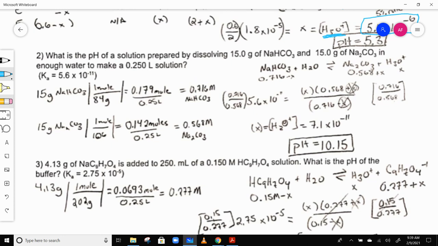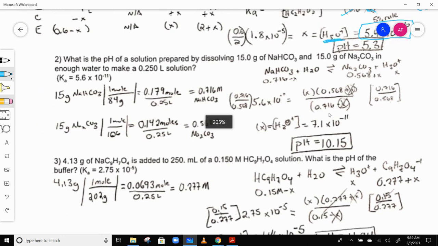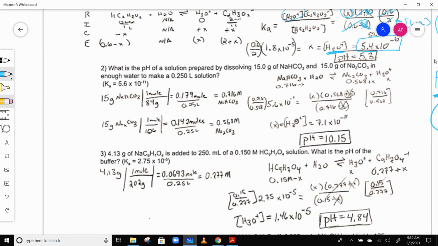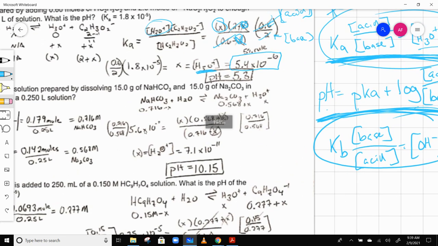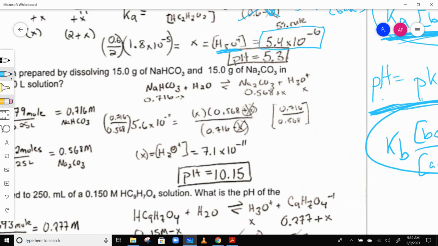Okay, so I did concentration of the acid, concentration of the base, right? I showed all the work here, but again, you don't need to show the work if you don't want to. You can always do the equation that is given here. This Ka acid over base, right? That's what's right here. Concentration of the acid over the concentration of base times the Ka gives you the H3O plus concentration. I showed all the work if you want to see it. So then we get the H3O plus to be that, the pH to be that.